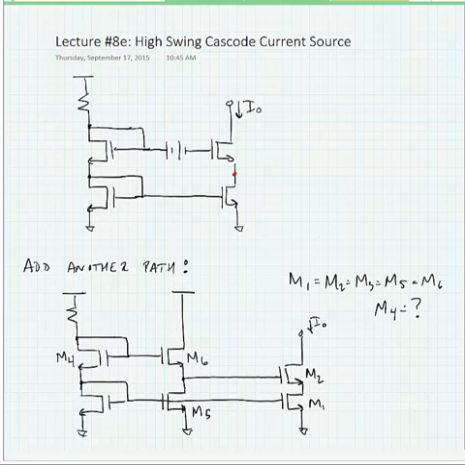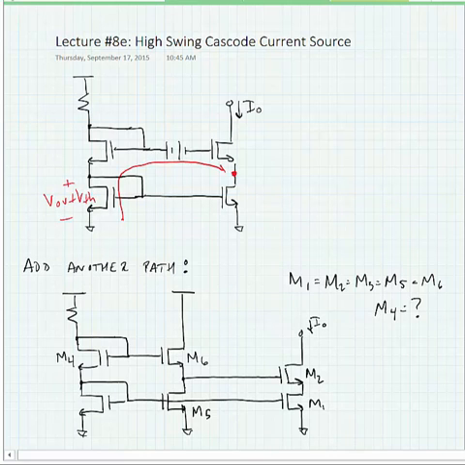Now, if we were to do a KVL loop from ground to the top of the lower transistor in the cascode at the output, we would get the following loop. We would need a VOV plus a VTH for this transistor, a VOV plus a VTH for this transistor, and a VOV plus VTH for the upper transistor in the output cascode. And in order to achieve our desired result, which would be to just have one VOV across each of the output transistors, we would need to add an extra VTH into this KVL loop.